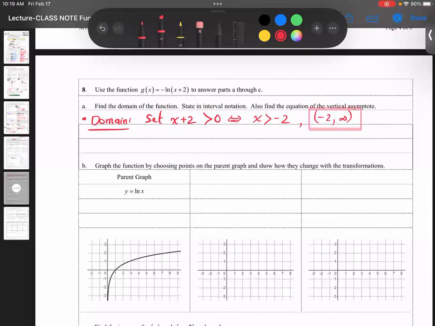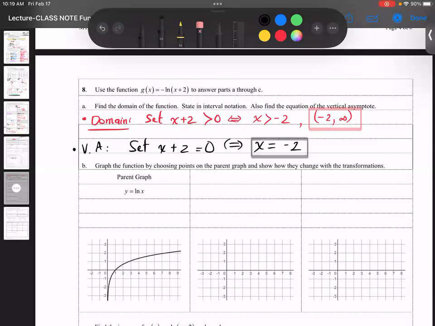So far, so good. Vertical asymptote. You're going to set the argument equal to 0. So VA, vertical asymptote: you're going to set x plus 2 equals 0. Always. You always set that argument equal to 0, and then solve. x equals -2. That'll be your vertical asymptote.